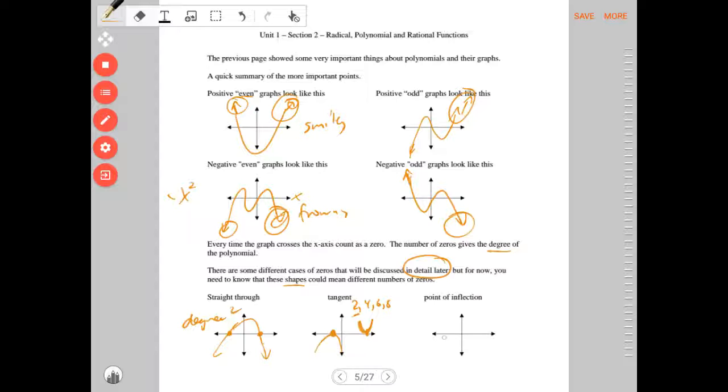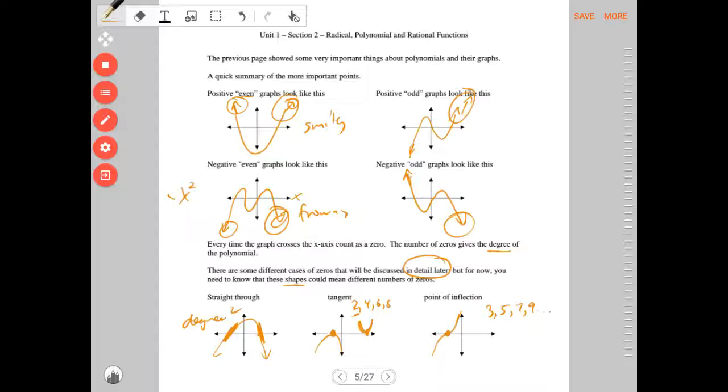Now a point of inflection does something similar. It's just a kind of a squiggle on the x-axis. Now this particular point means that there are 3, 5, 7, 9, an odd number of zeros. Now, of course, odd, that's not straight through. Remember over here, this was a straight through, and this was a straight through. So those are just 1 each. That 1 is odd, but higher odd numbers, 3, 5, 7, 9, have this squiggle, that point of inflection.